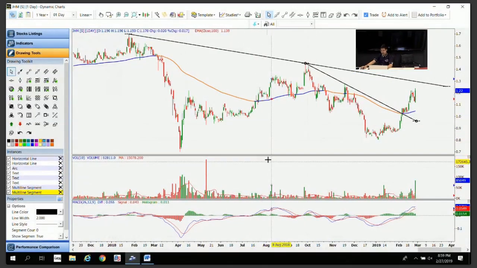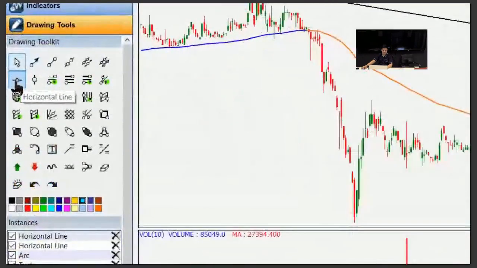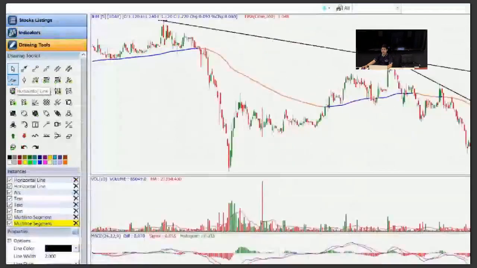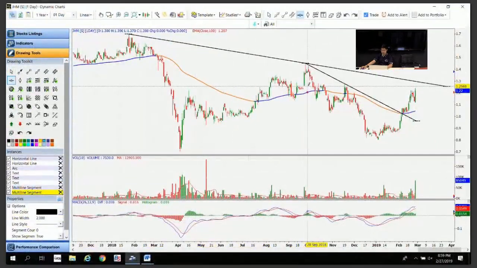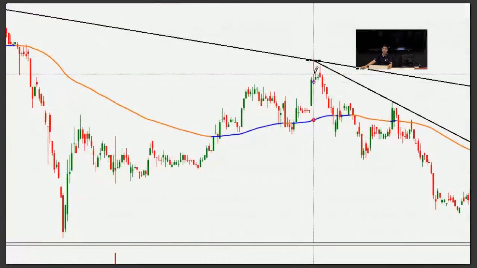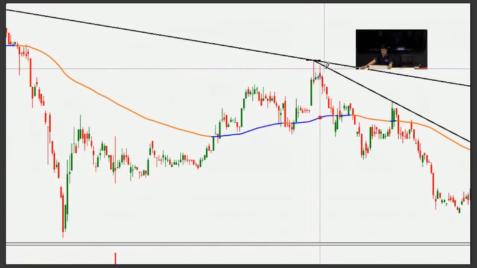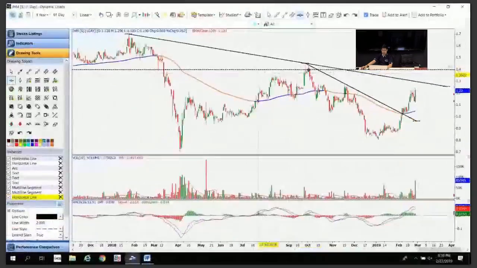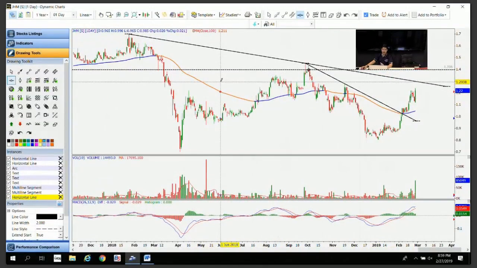Let's move on to this horizontal line. This is important to draw your support and resistance. Let's say I can draw this. You can see over here, there is one high here. This can be a potential resistance point. So let's plug in the resistance here. You see this long line here? Remember, after you draw a line, right click on your mouse to disable the pen. You can see this part. This will be the next target for JHM.